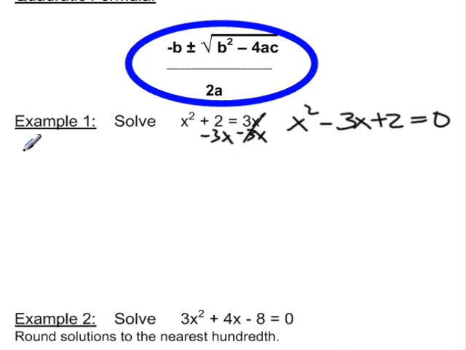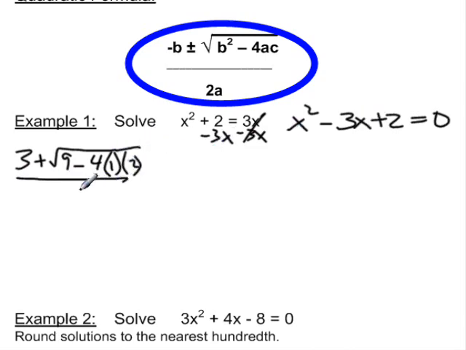Okay, so I'm going to start off with 3 plus the square root of b squared. Okay, negative 3 times negative 3 is positive 9. So I'm going to put my 9 here, minus 4 times a, which is 1, times c, which is 2. Bring that over a little bit further. All over 2a. Okay, 2 times a. So all we did was just take our a, b, and c, plug it into the formula, and now we're going to work out an answer in just a second.